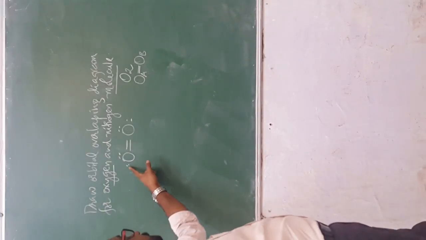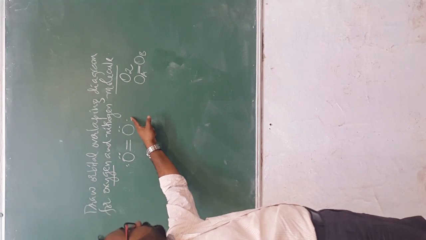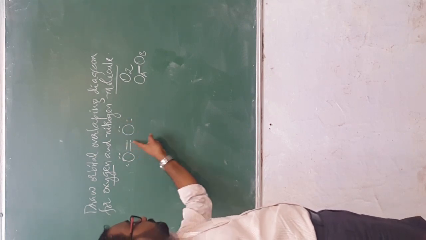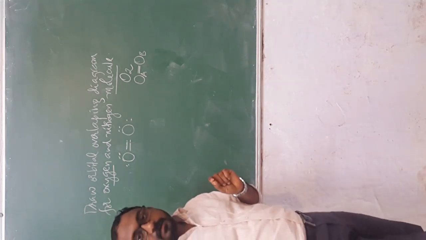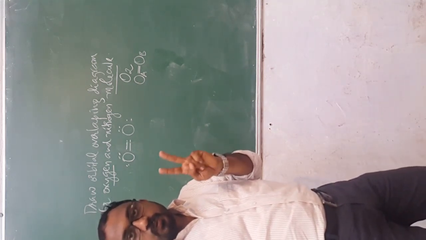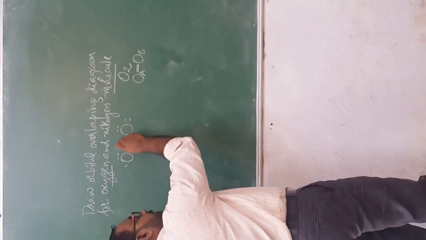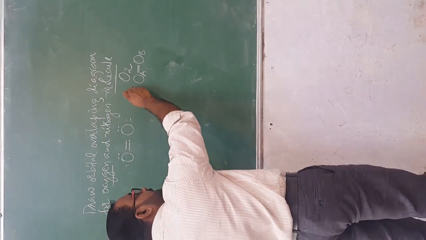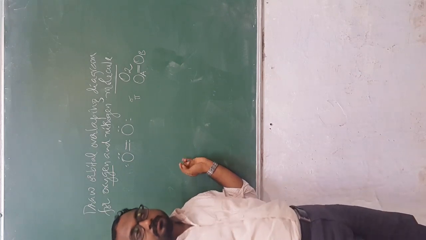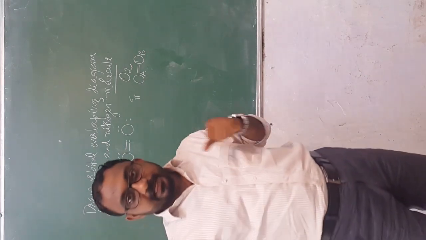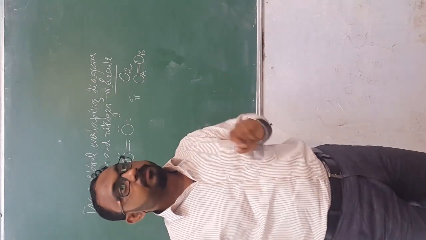Two lone pairs, two bond pairs, and two lone pairs. So 2 plus 2, 4, plus 4, 8. This oxygen is happy and this oxygen is happy. That means there are two bonds between the two oxygen atoms in an oxygen molecule. So one will always be a sigma bond. The first bond will always be sigma, and the second bond will be a pi bond. That's how it will be. So when you draw the orbital overlapping diagram, you need to show how the sigma bond is formed and how the pi bond is formed.